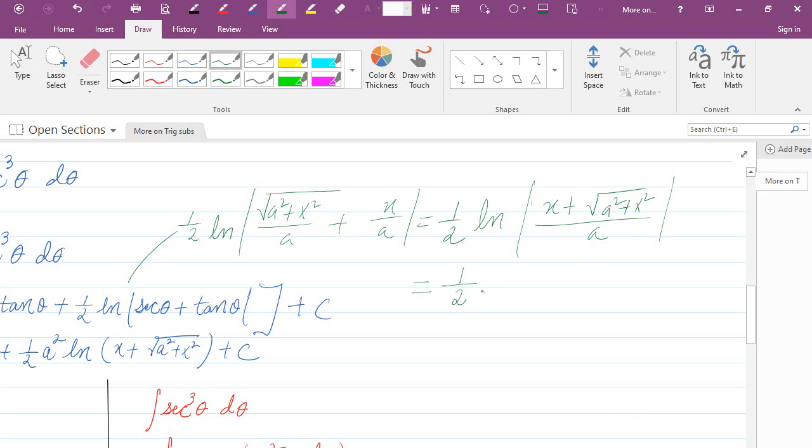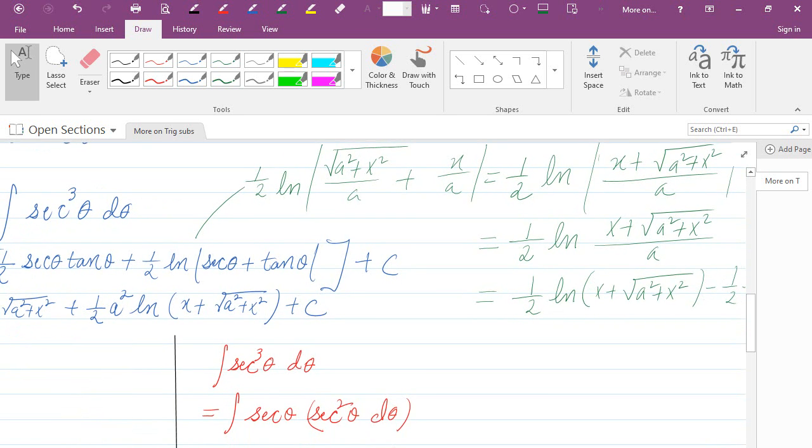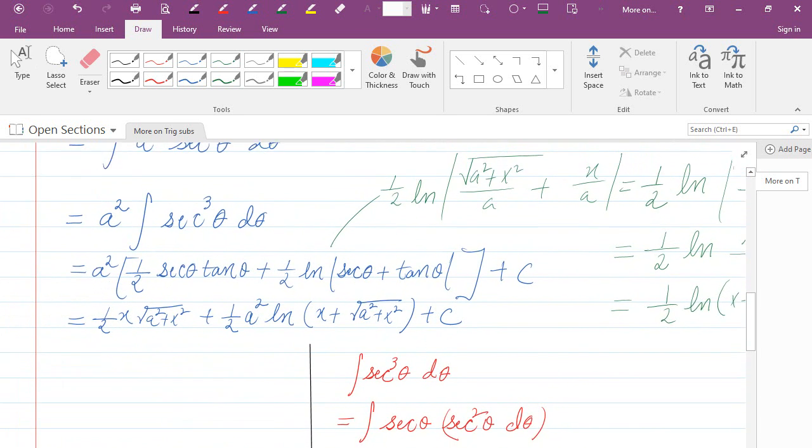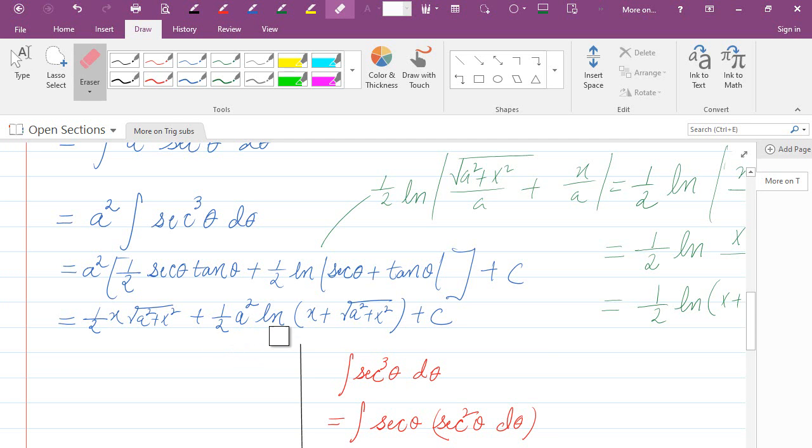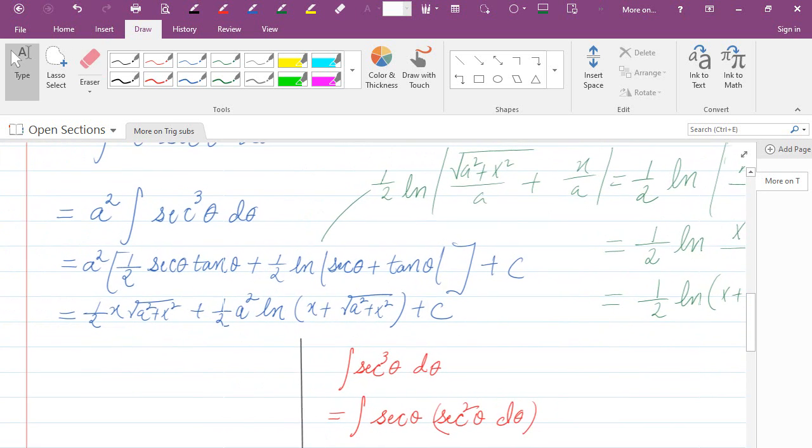So then this is the same as ln of x plus root of a squared plus x squared divided by a, which we can rewrite as half ln of x plus root of a squared plus x squared minus half ln of a. So by using one of the log properties, we can do this. Notice that that's what I have here. The a squared is coming from the a squared outside here.